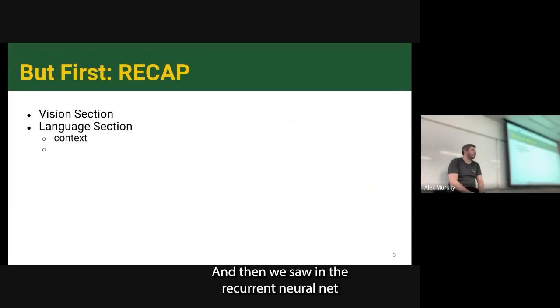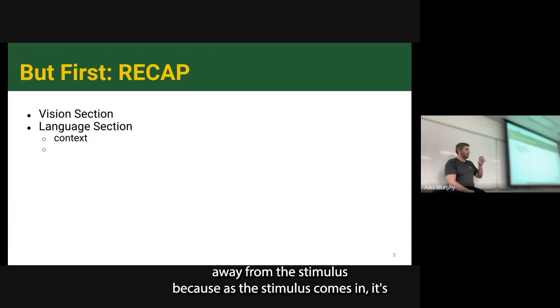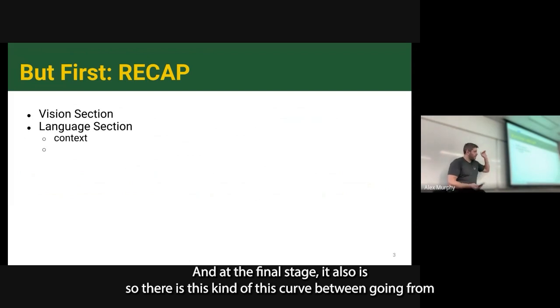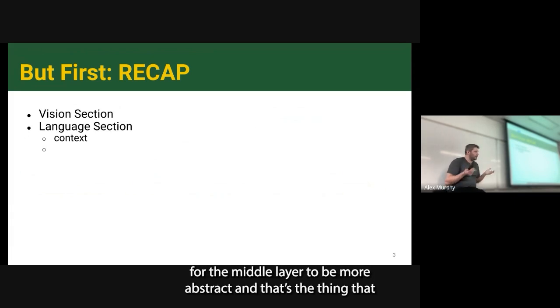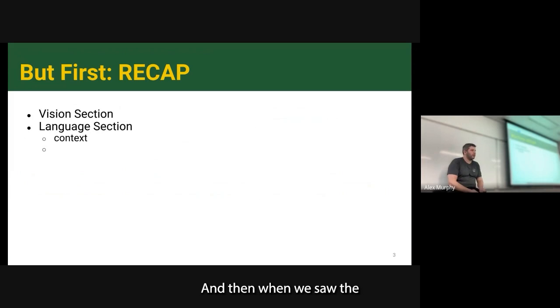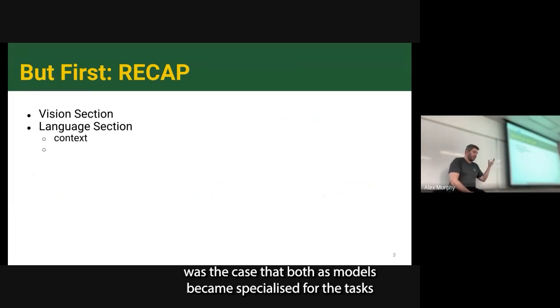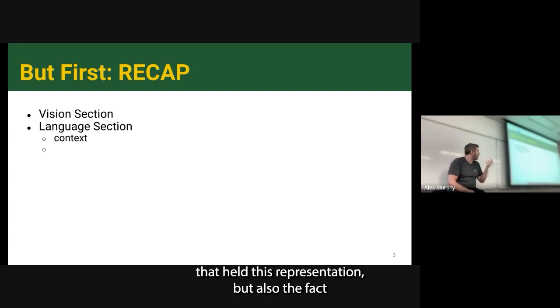And then we saw, say, in the recurrent neural networks, where we had three recurrent neural nets, the middle layer was actually supposed to be the more abstracted away from the stimulus, because as the stimulus comes in, it's in its word vector representation, and at the final stage, it also is. So there's kind of this curve between going from something that needs to predict an input, and then you have this ability for the middle layer to be more abstract, and that's the thing that fits it better to the brain activity. And then when we saw in the larger transformers with 24 layers, as models became specialized for their tasks, we started to see, in terms of potential overfitting, that the brain activity predictions came down at the end, and it was mostly the middle layers that held this representation.